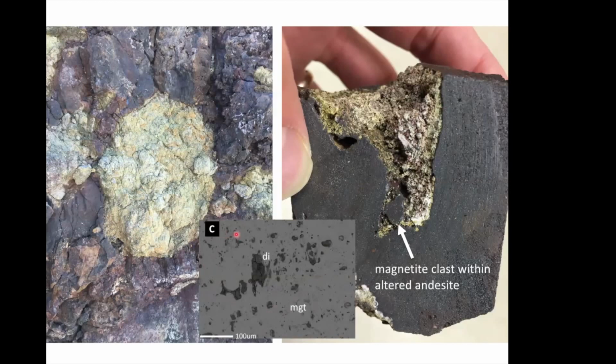And then on the bottom of the screen here, I've got a backscattered electron image with a scale bar of probably 1,000 microns, because I can't see it on my screen, where you can see magnetite here dominates the sample, and then it is intergrown with diopside.